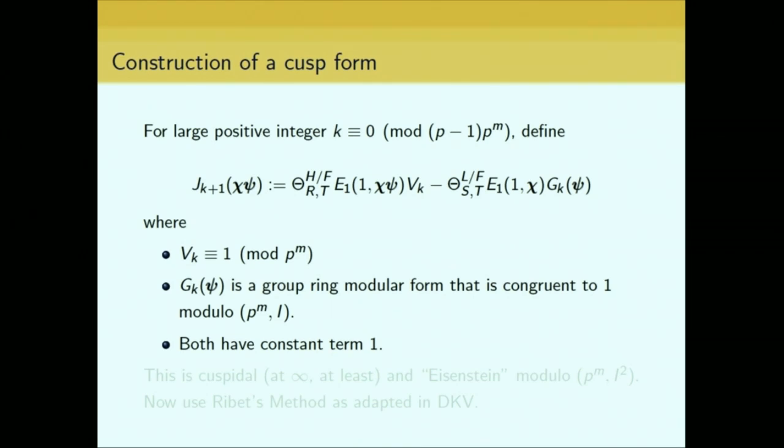So I want it to be 1 mod p to the m. So m is some high power of p that you're trying to get congruences for. So I want this to basically go away. And Hida proved that such a form exists, that there's a form whose q-expansion is just 1 mod p to the m. And so this is a little bit more subtle. So this is a group ring modular form that I want for just this character, not with the chi, that's congruent to 1 modulo p to the m and the augmentation ideal. And I want both to have constant term 1.